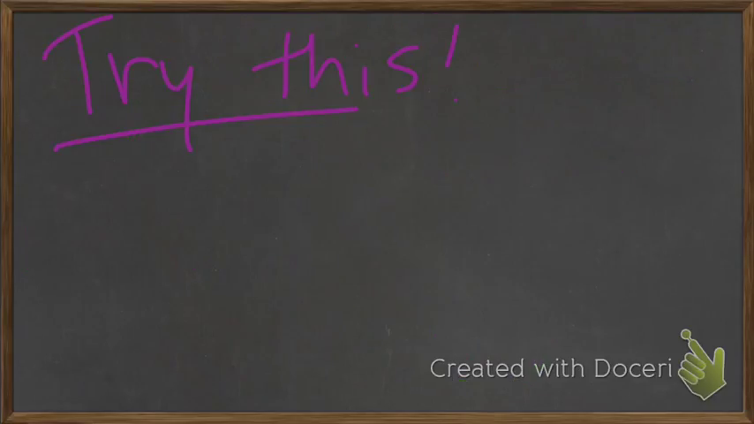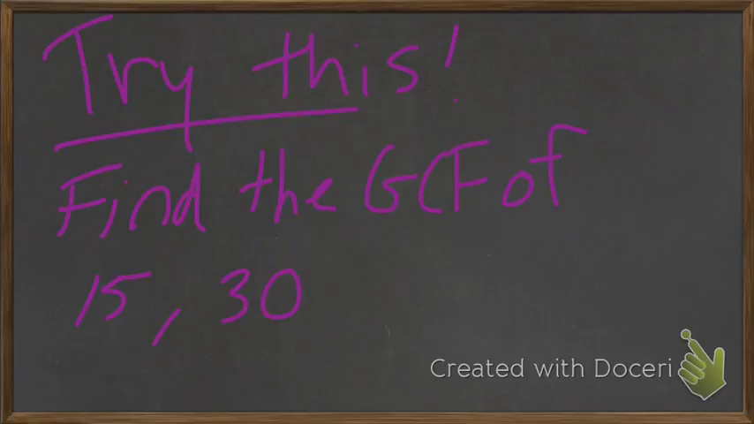So try this. We are going to find the GCF of, let's think of some numbers here. Let's go with 15, 30, and 50. That should be okay. We'll try that tonight, and tomorrow in class we'll take a look at it.